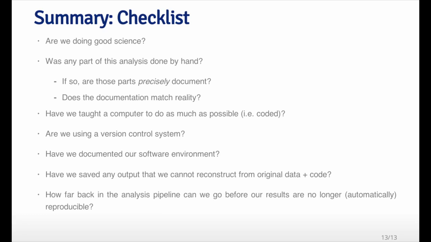Now, of course, you want to be able to teach a computer to do as much as possible. So have you coded as much as possible, and have you written down in a precise manner what you did? Anytime you teach a computer to do something, this is a good idea, I think. Are we using a version control system? Are you using something like Git or SVN? Have you documented the software environment? Every tool, every library, your operating system, your architecture, these all have to be noted.